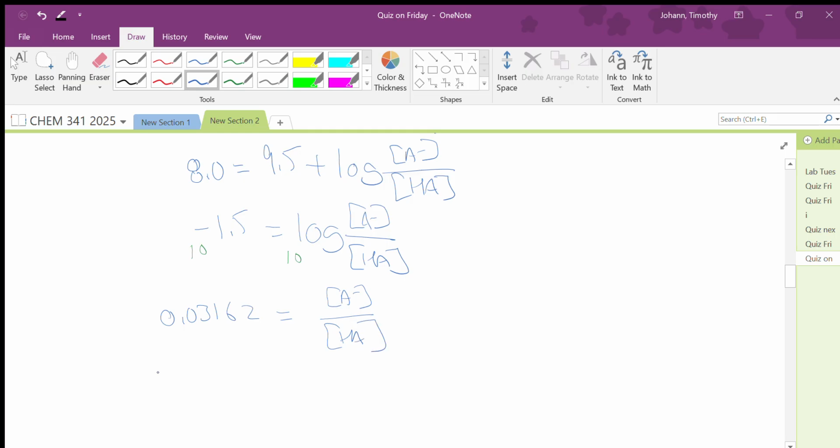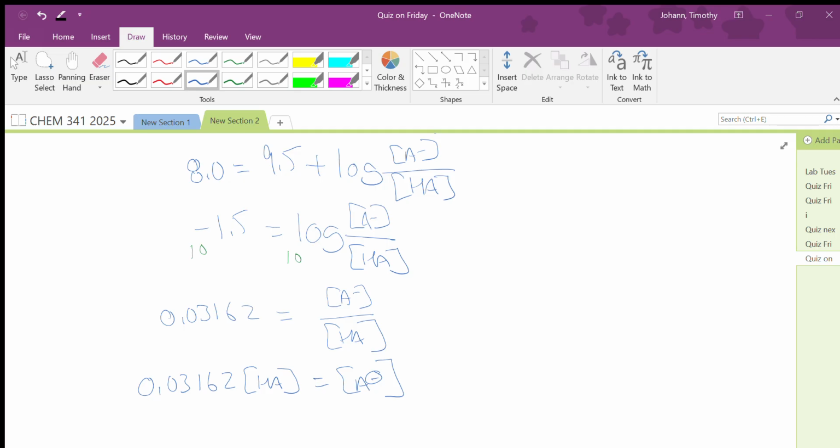And I can multiply HA times both sides, and that's equal to A minus. All right, how am I going to solve this? Plug what back in? The concentration of A minus in terms of HA. I don't know what the A minus concentration is, though, right? So I've got two equations and one unknown. I can't solve it, right?